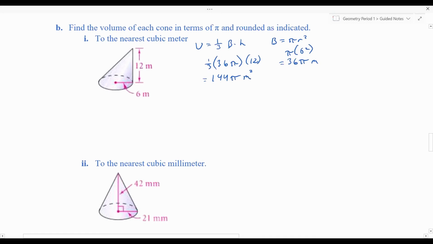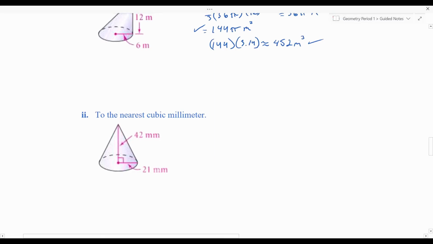Here, cubic meters there. Now we need to do this to the nearest cubic meter, okay? So we take the 144. We got the first answer, by the way, so here's the first part. And then 144 times 3.14 over here. And that gives us approximately 452 cubic meters. All right, and that takes care of the other piece of the problem. So we have in terms of pi, and we have to the nearest cubic meter right over there. And that is part 1.